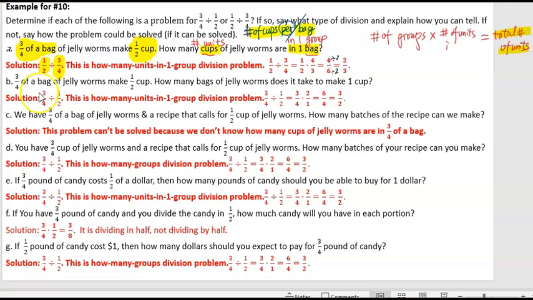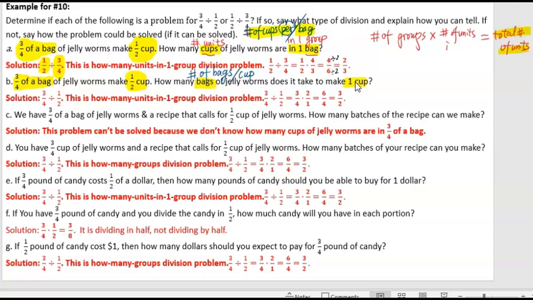the information given is exactly the same. 3/4 bag makes 1 cup, but the question is different. As you can see here, it's a number of bags to make in 1 cup. So the question is number of bags per cup. Per means divide, per cup.